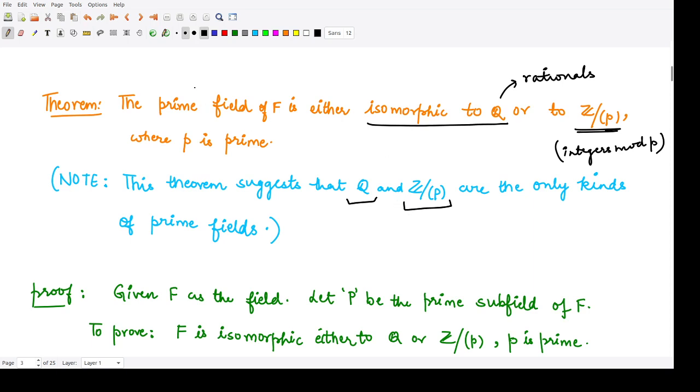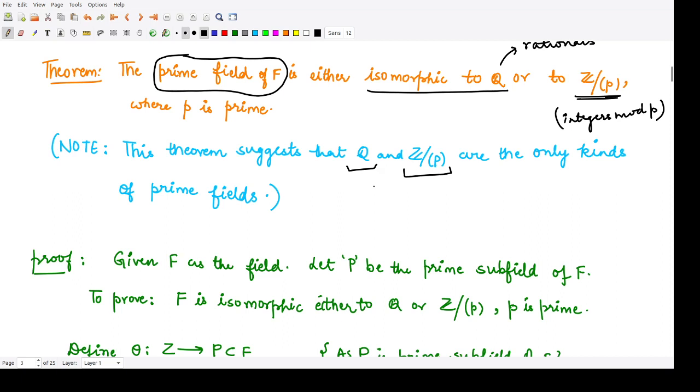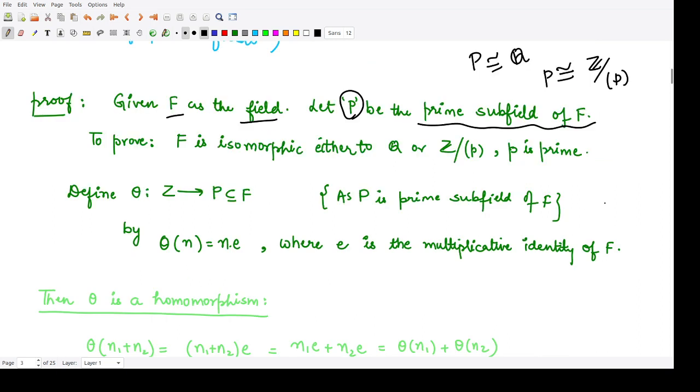We have to prove that any prime field of F is isomorphic to either Q or to the integers modulo P. So for that, we are assuming that F is the given field, and we are assuming that P represents the prime subfield of F. Now we have to prove that this P is either isomorphic to the field of rationals, or it is isomorphic to integers mod P. So this is our aim, and this is what we are to prove here: F is isomorphic either to Q or to the integers modulo P, where P is a prime number.